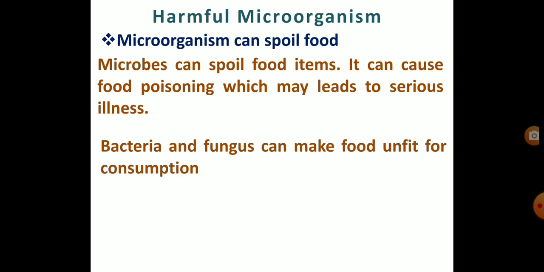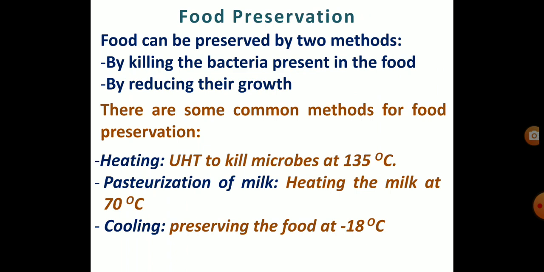Microorganisms can spoil food. Microbes can spoil food items. They can cause food poisoning, which may lead to serious illness. Bacteria and fungus can make food unfit for consumption, so they will decay the food. The food has no quality of taste, no good fragrance, so we are not able to eat it.